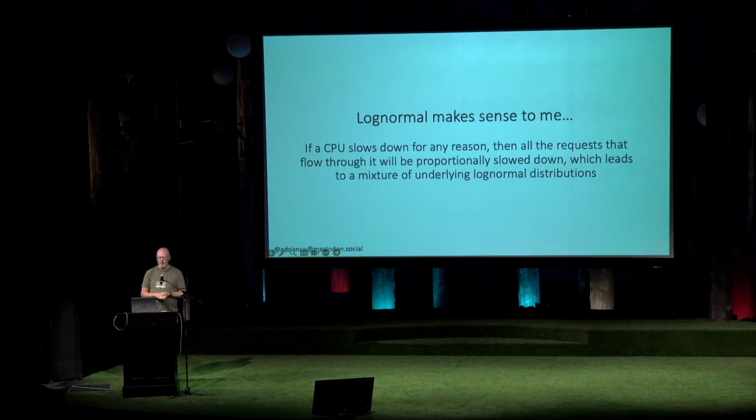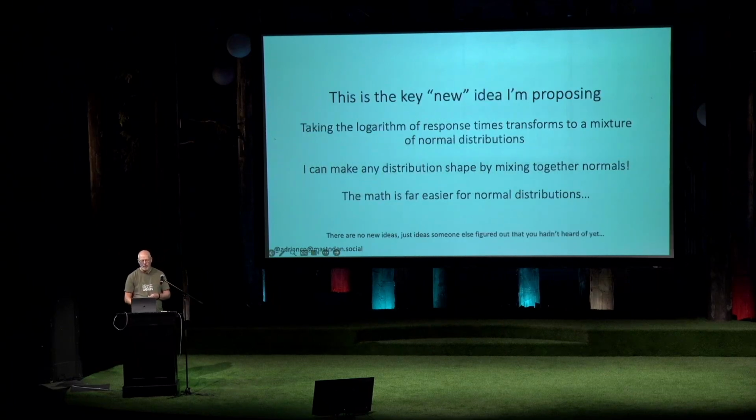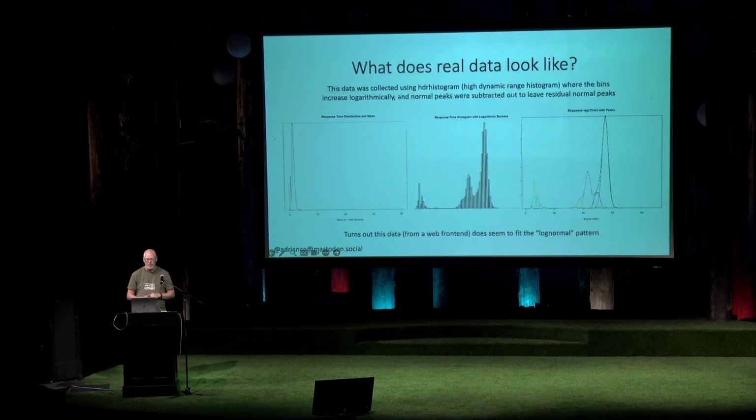So what I'm basically saying is that you get a mixture of log normal distributions. There are no new ideas, just ideas that you have. Somebody's probably already done this, I just haven't found them yet, but this is what I'm trying to do that's vaguely new here. If you take response times and take the logarithm of them, you're turning everything from a log normal to a normal, a nice symmetric thing. Then I can mix together a bunch of them, and this is mathematically tractable. It's easier to do. So what does that look like?